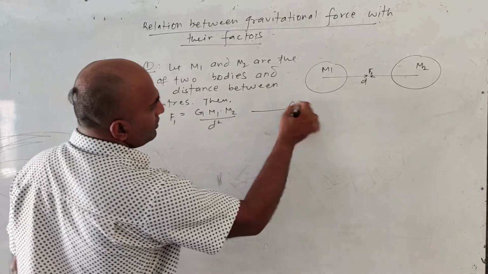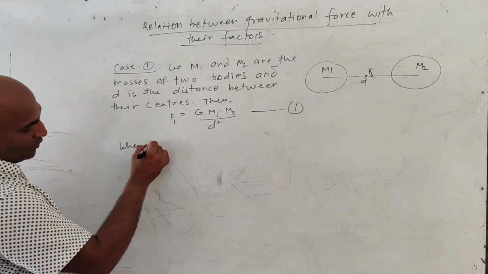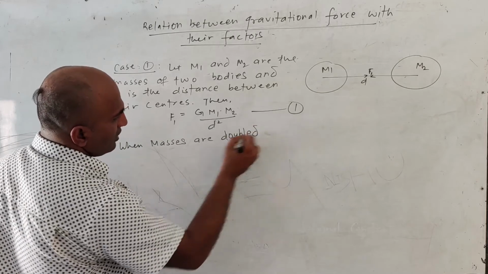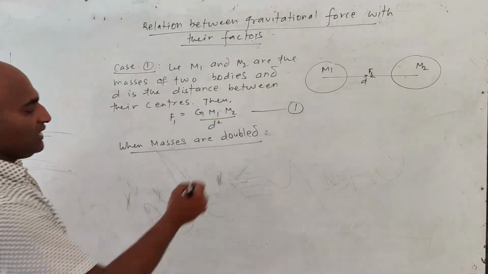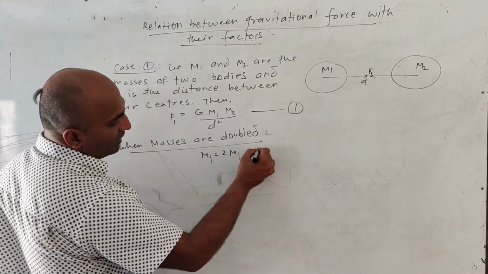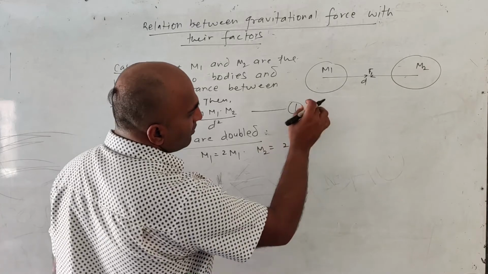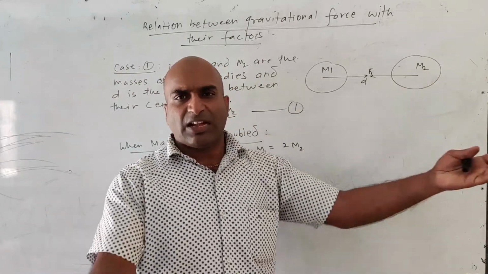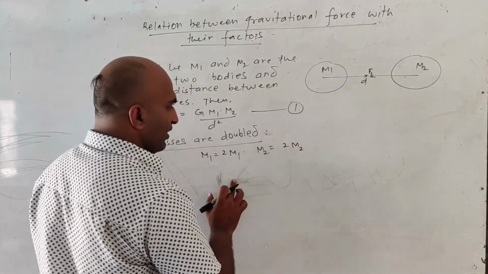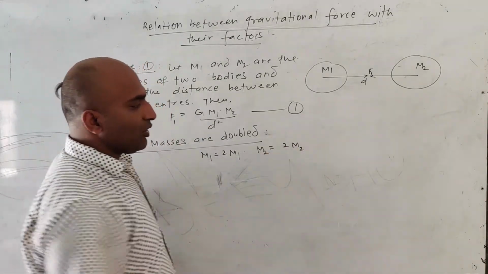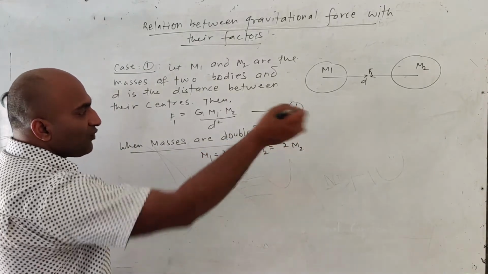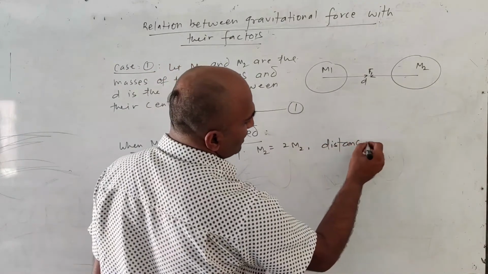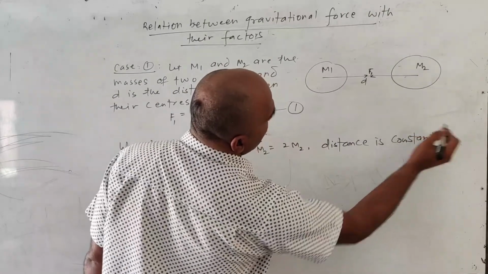First equation. Now, if masses are doubled, then what change will occur? When masses are doubled, M1 becomes 2M1 and M2 becomes 2M2. If both masses are doubled, suppose this is 2 kg, that will be 4 kg. If this mass is 5 kg, that will be 10 kg. In this case, the gravitational force changes. Here distance is kept constant, meaning no change in distance.